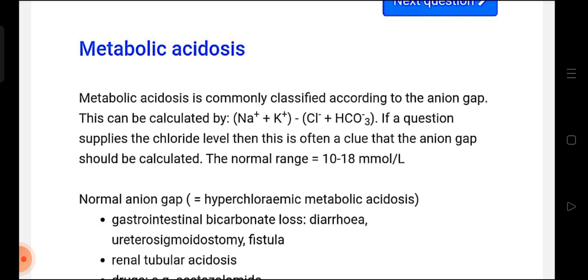Metabolic acidosis is commonly classified according to the anion gap. This can be calculated by sodium plus potassium minus anions, which are represented by chloride and bicarb. If a question supplies the chloride level, then this is often a clue that the anion gap should be calculated. Normal range of anion gap is 10 to 18.